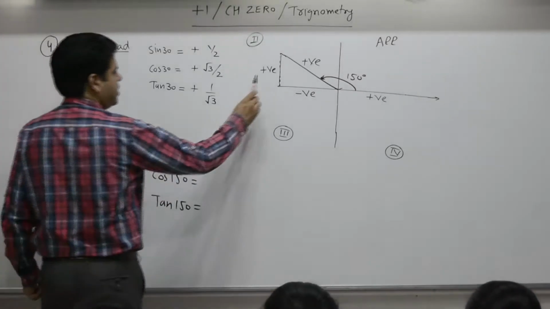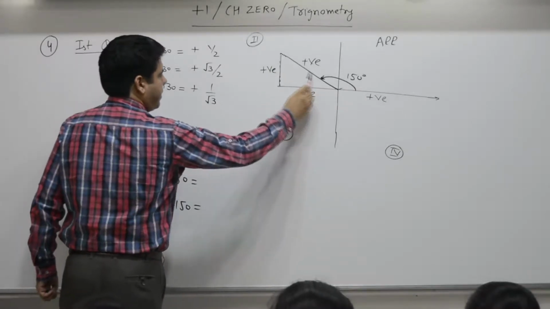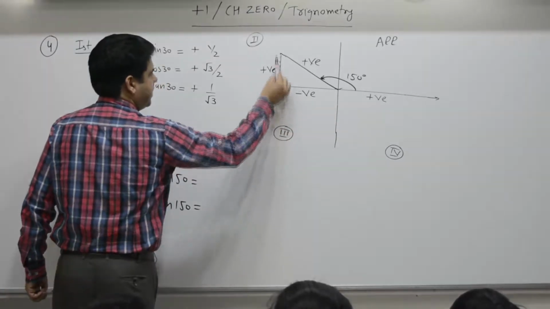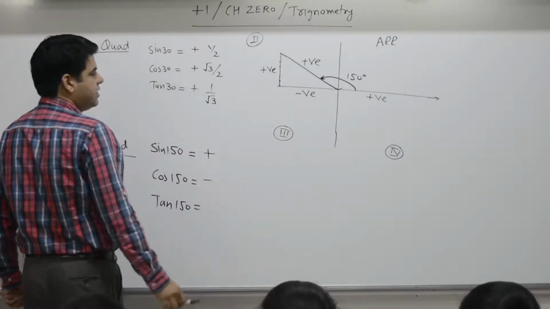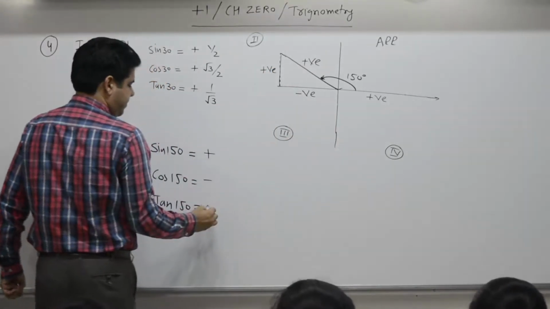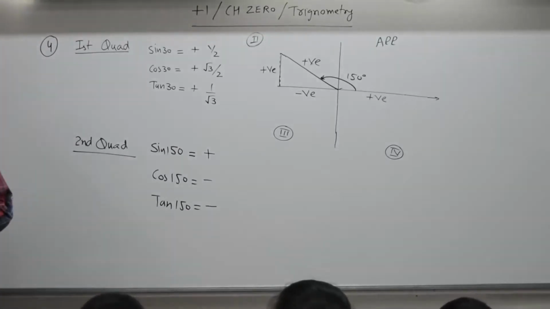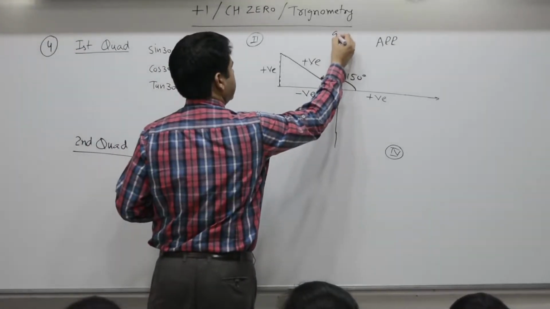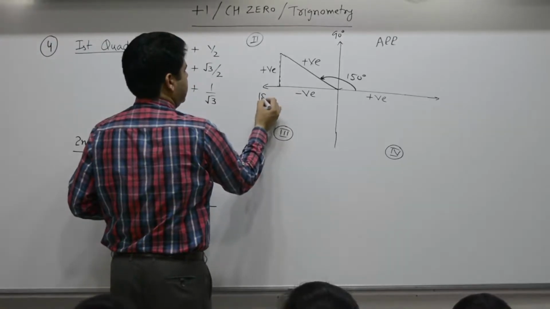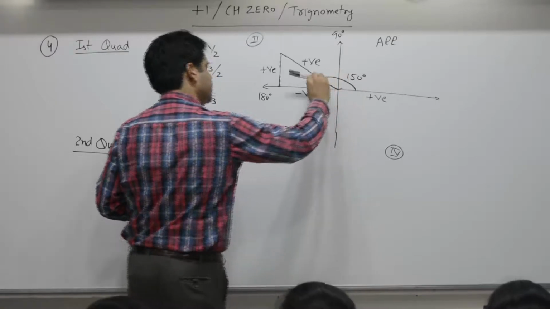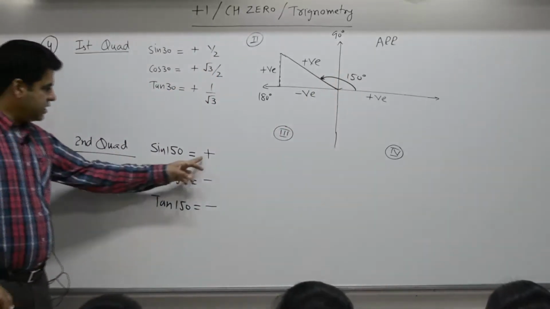Sine comes out what? Perpendicular by hypotenuse, positive. Cos, base by hypotenuse, negative. Tangent, perpendicular by base, positive by negative. Any value, be it sine 150, sine 120, any value more than 90, less than 180 degree, any value in this range, this sign convention stands good.